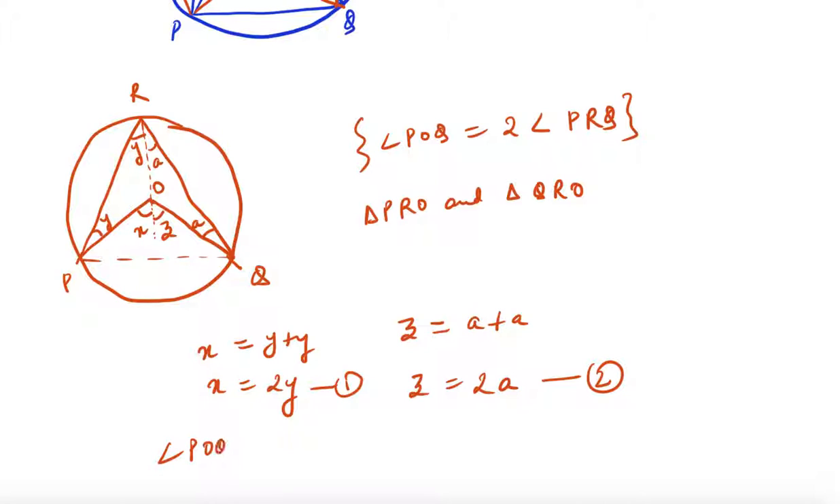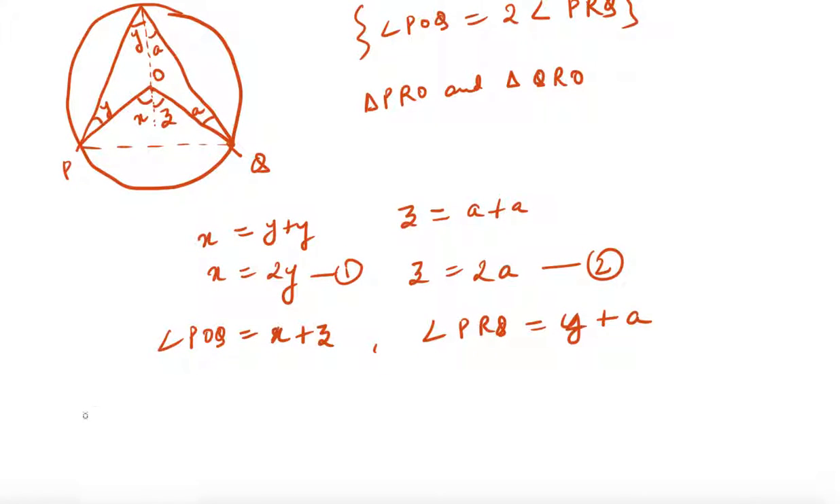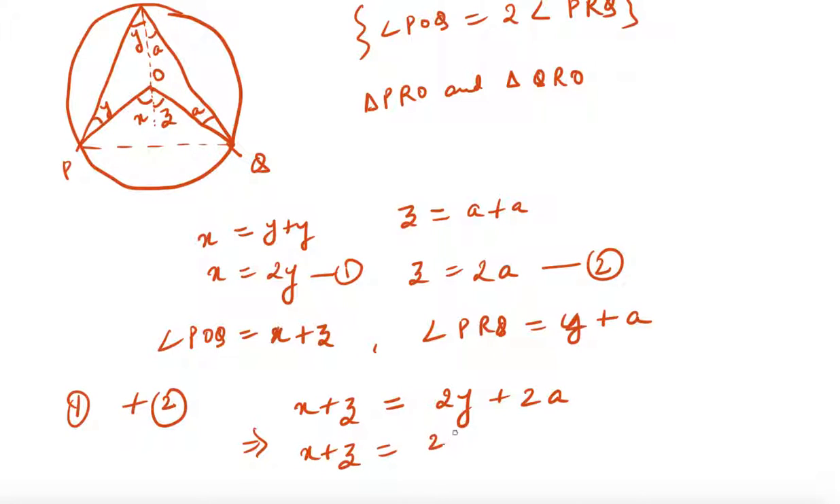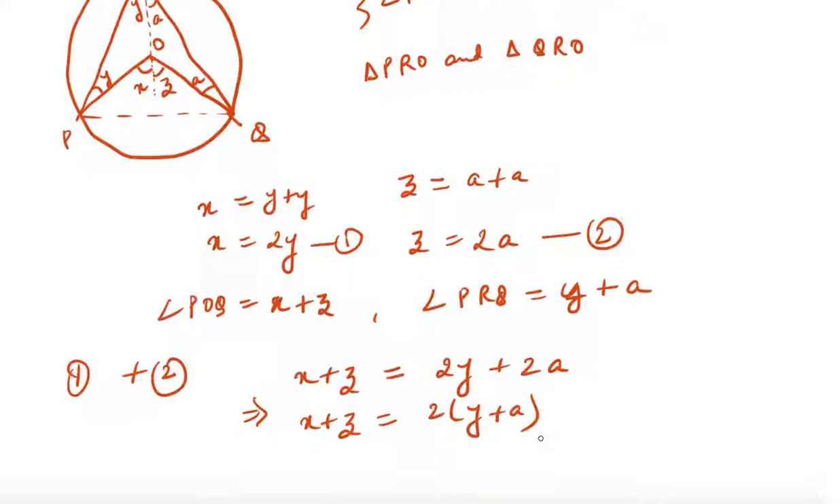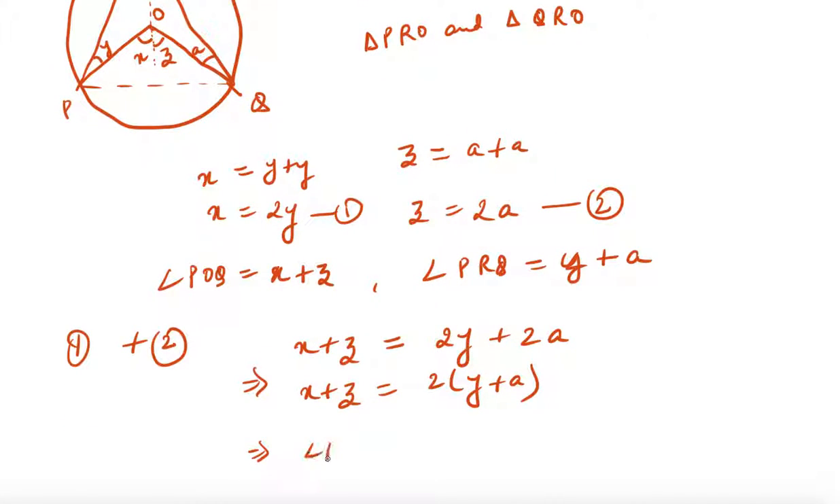Now angle POQ is nothing but angle X plus angle Z, right? And angle PRQ is nothing but angle Y plus A. Now let us see the relation between them. I'll add equation 1 and equation 2. So I have X plus Z is equal to 2Y plus 2A, which finally gives me X plus Z is equal to 2 times Y plus A. And what is X plus Z? Angle POQ. So angle POQ is nothing but 2 times angle PRQ. This is what we started with, and this is the proof of this theorem.